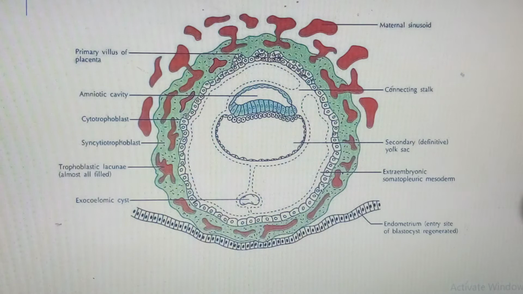Now, there is another thing you also have to make mention of. That is the chorion. When we look at the placenta, we will look at it again. The chorion is nothing but the somatopleuric extra-embryonic mesoderm that we have over there, together with the trophoblast. This one is what we call the chorion.